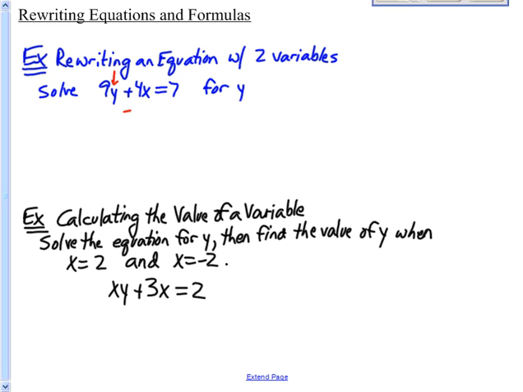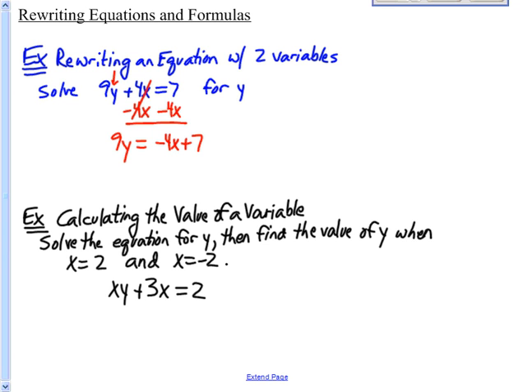Right now we're adding 4x, so we've got to do the opposite. We've got to subtract that 4x from both sides. Okay, using the subtraction property of equality. So we have 9y equals a negative 4x plus 7.